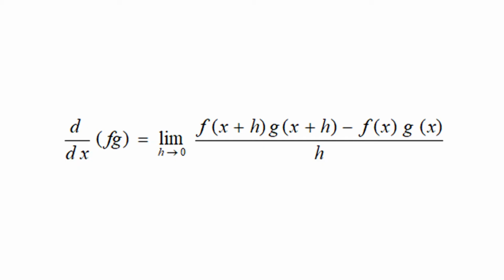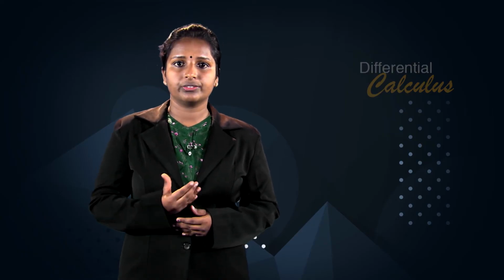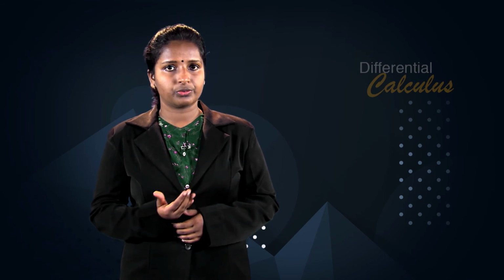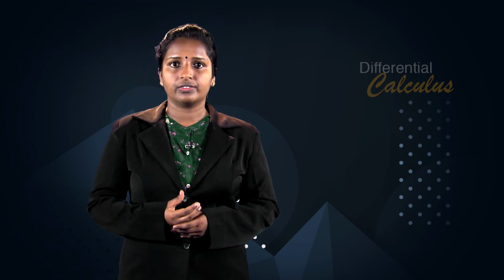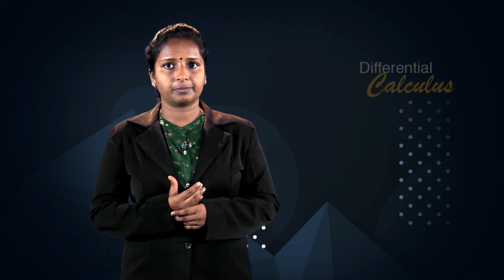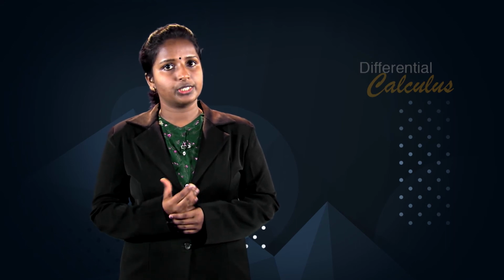d/dx of fg equals the limit of [f(x+h) times g(x+h) minus f(x) times g(x)] over h as h approaches 0. To change this fraction into an equivalent one that contains difference quotients for the derivatives of f and g, we subtract and add f(x+h) times g(x) in the numerator.